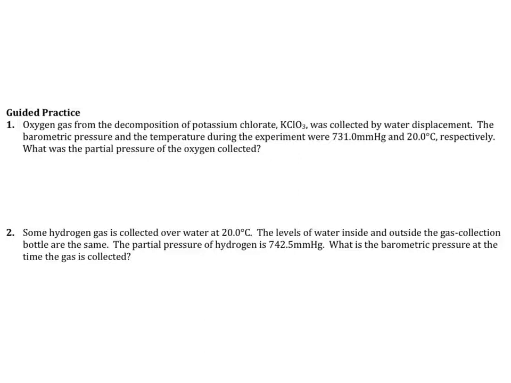So oxygen gas is collected from the decomposition of potassium chlorate, and it was collected by water displacement. The pressure during the experiment was 731 millimeters of mercury. Now, real quick, this is going to be the total pressure, because whatever pressure gauge reading you're getting, that's going to be the total pressure. And it was happening at 20 degrees Celsius. What was the partial pressure of the oxygen gas?